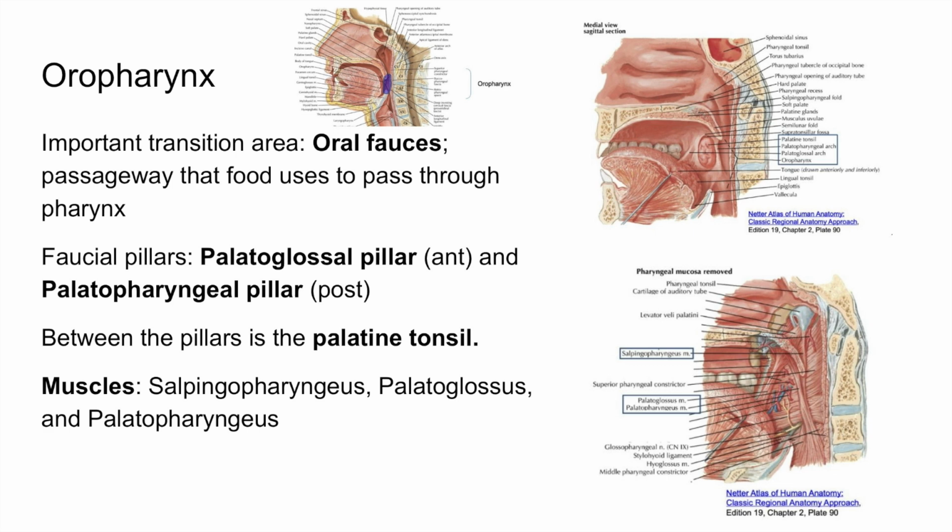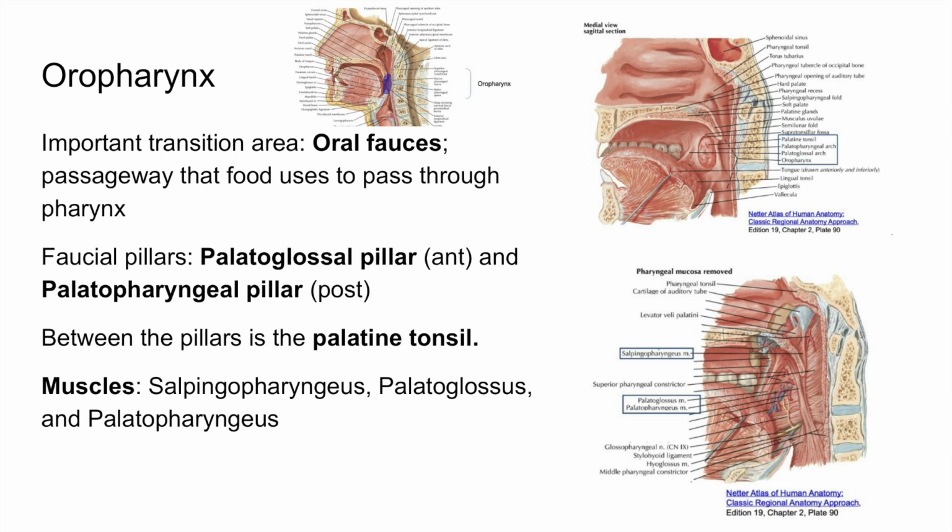Clinically, the palatine tonsil is highly relevant because it is a common site for infections, such as in tonsillitis, and is closely associated with the glossopharyngeal nerve, or cranial nerve 9. This nerve provides sensory innervation to the tonsillar region, which explains why inflammation here can cause referred pain to the ear. Additionally, the tonsillar region is supplied by branches of the facial artery, making it a potential source of significant bleeding during procedures like a tonsillectomy.